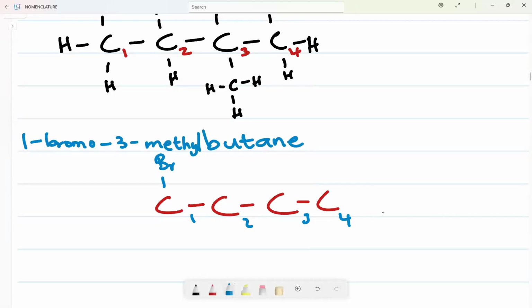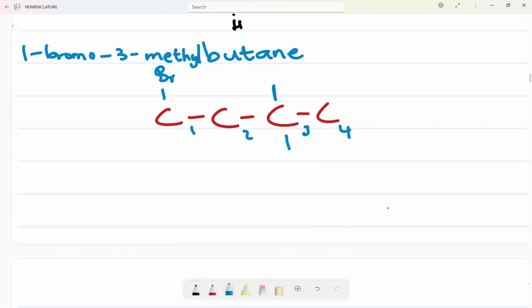On carbon number 3, I have a methyl. I can put the methyl here or there. I prefer putting it where I have enough space, so I'll put it here. H, H, H.